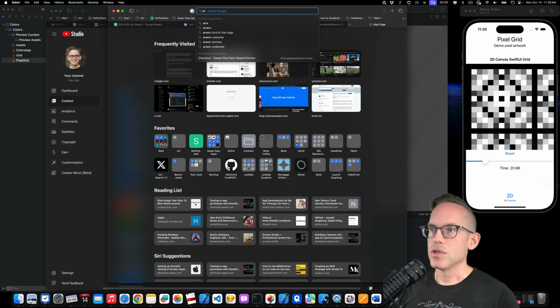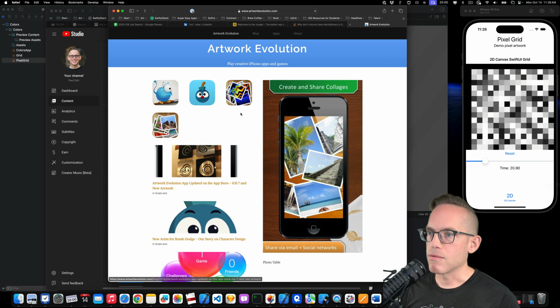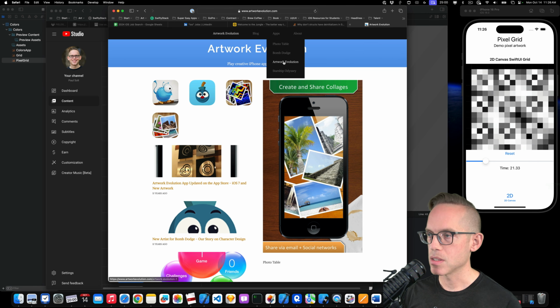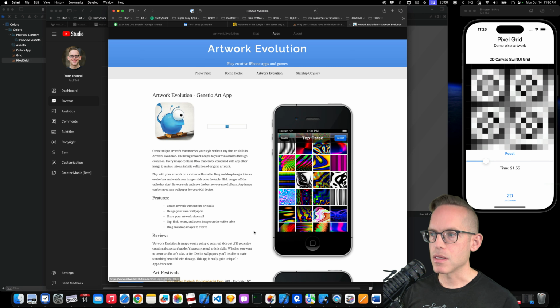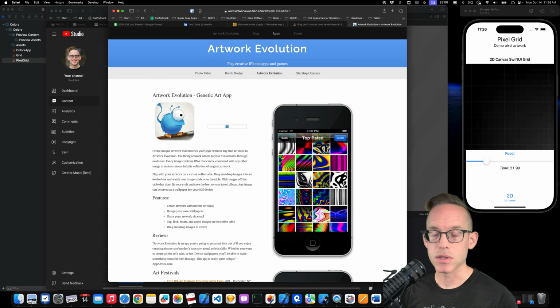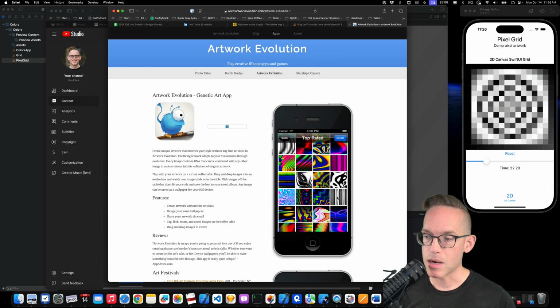called Artwork Evolution. It's not on the App Store right now. I've got a rendering bug I've got to fix, but it was on the App Store, and I need to update it again. This allowed me to create genetic art. All of these images are based on mathematical expressions. You get random patterns, random colors.